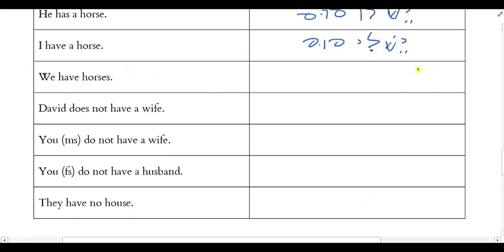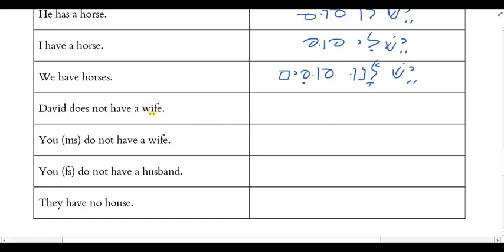What would that be? Yesh. Good. Where's the accent on that? Lanu. Yep. Lanu. Yesh lanu. Horses? Good. It's plural now, right? Susim. Say that with me. Yesh lanu susim. All right, so we have horses.